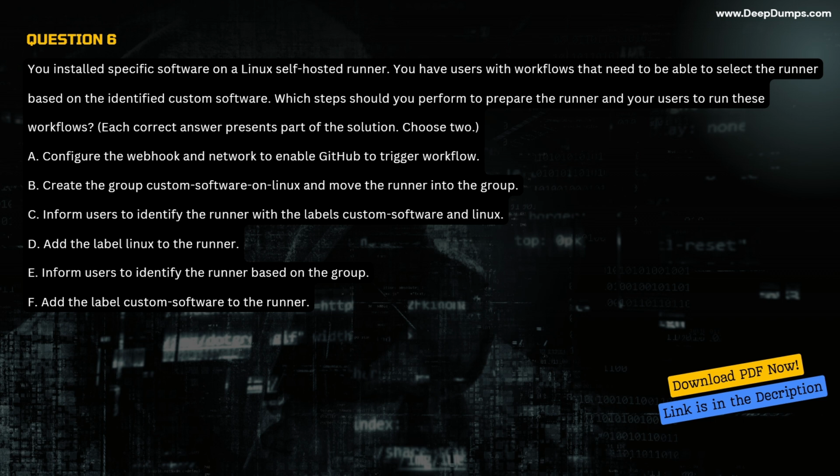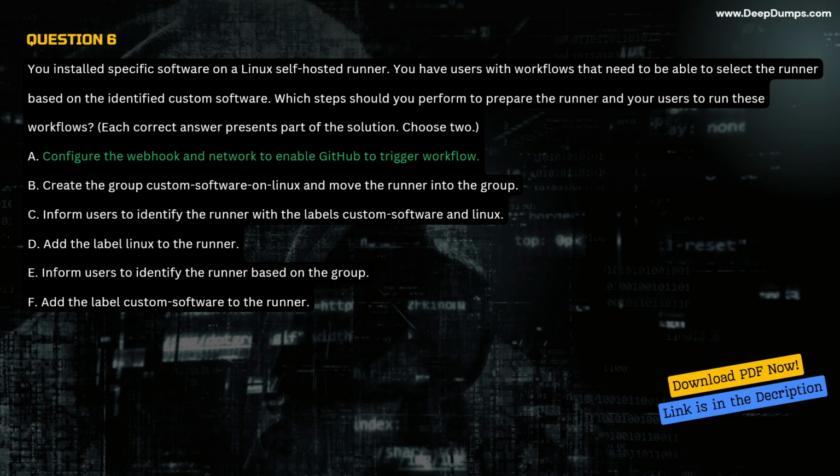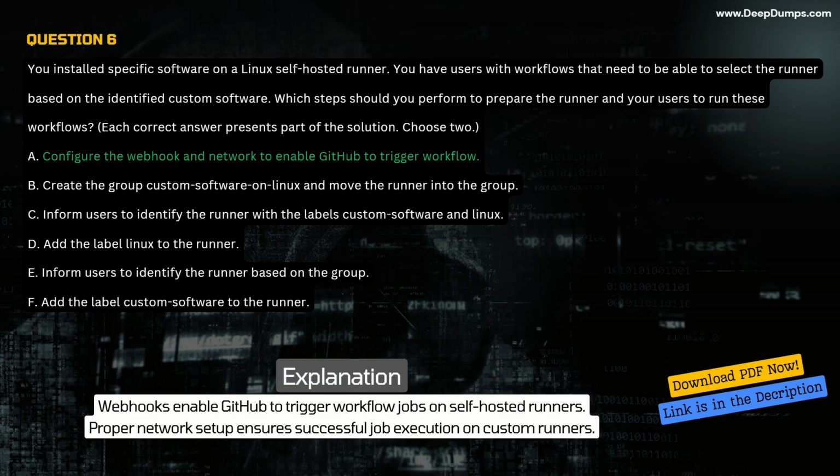Correct answer A. Configure the webhook and network to enable GitHub to trigger workflow. Explanation. Webhooks enable GitHub to trigger workflow jobs on self-hosted runners. Proper network setup ensures successful job execution on custom runners.